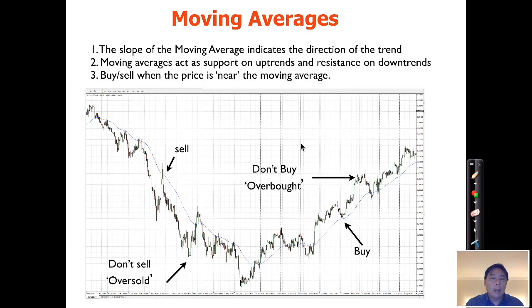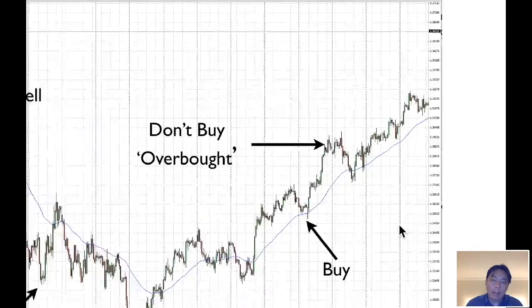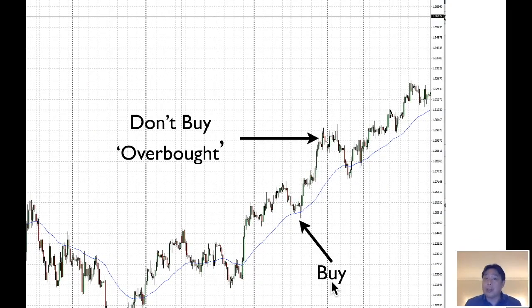Okay. Now, another important point is to only buy and sell when the price is near the moving average. So in other words, on an uptrend, do we buy or sell? Buy, right? On an uptrend, we always want to buy. Now, you always want to buy when it's near the moving average, or it just bounced off the moving average. Like this would be a good time to buy, right? Because it's near the moving average. Here's a good time to buy, near the moving average. Here's a good time to buy, near the moving average, right?